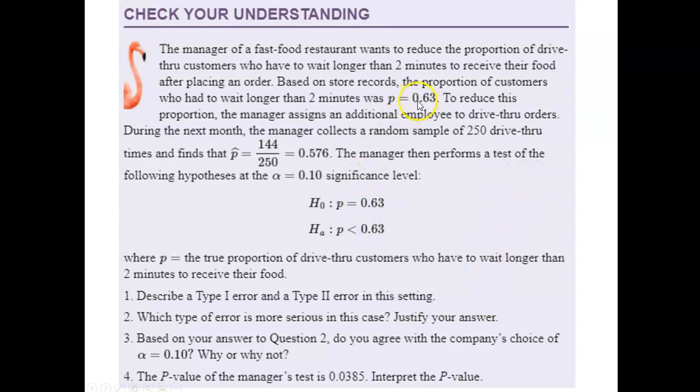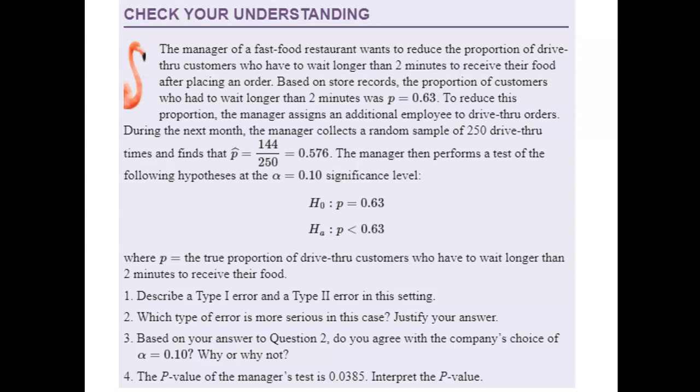So, I'm looking here and I'm saying, oh, okay, I do have evidence that the proportion was less than 0.63, but is it significant? So they're going to perform the significance test on the following hypotheses at the 10% significance level. So there's the hypotheses. The null is that the proportion is still 0.63, and the alternative is that it has been lowered, less than 0.63, where p, lowercase p, is the true proportion of drive-through customers who have to wait longer than the 2 minutes to receive their food.